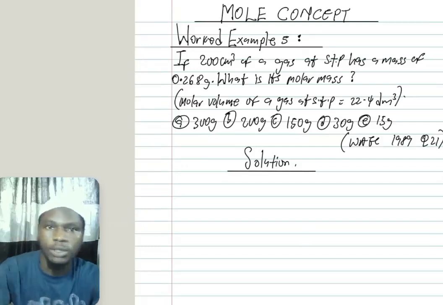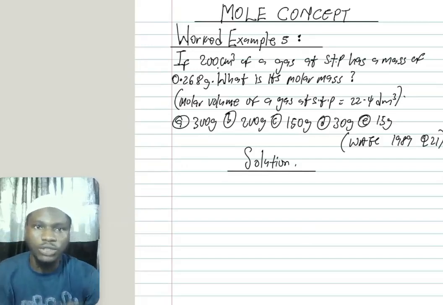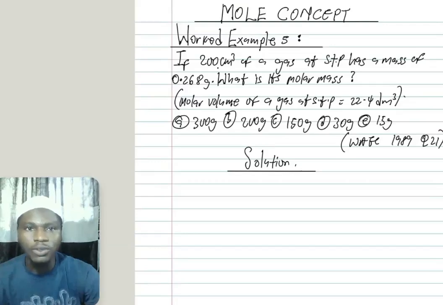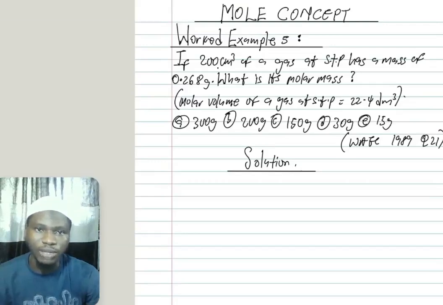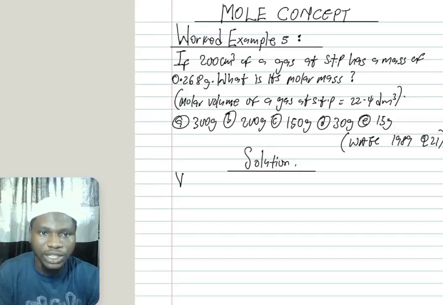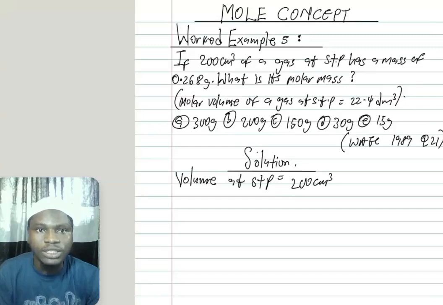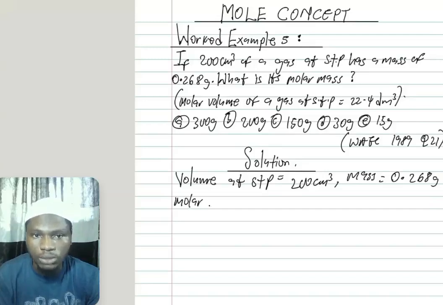Let's look at this next problem. If 200 centimeter cubed of a gas at STP has a mass of 0.268 grams, what is the molar mass of the gas? Now, we have the volume of the gas given at STP. So you have the volume at STP. What's the name of STP? Standard temperature and pressure, and that's 200 centimeter cubed. Now, we have the mass of the gas, and that is equal to 0.268 grams. Now we have to get the molar mass. So what is the molar mass of the gas?